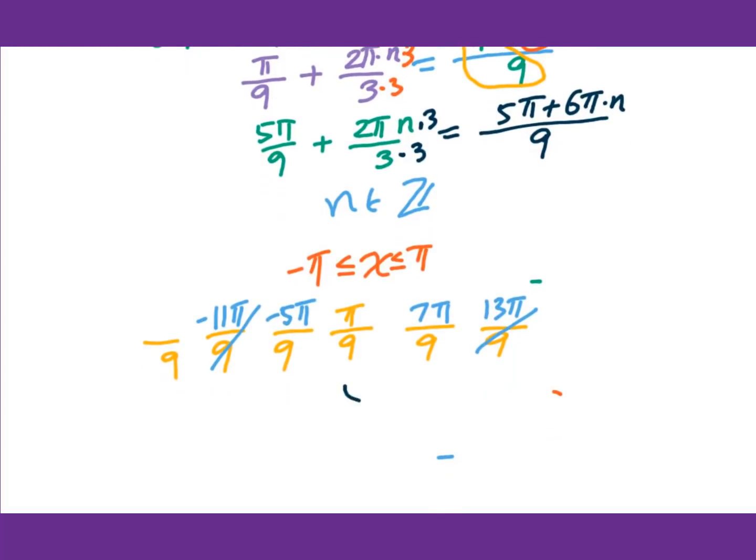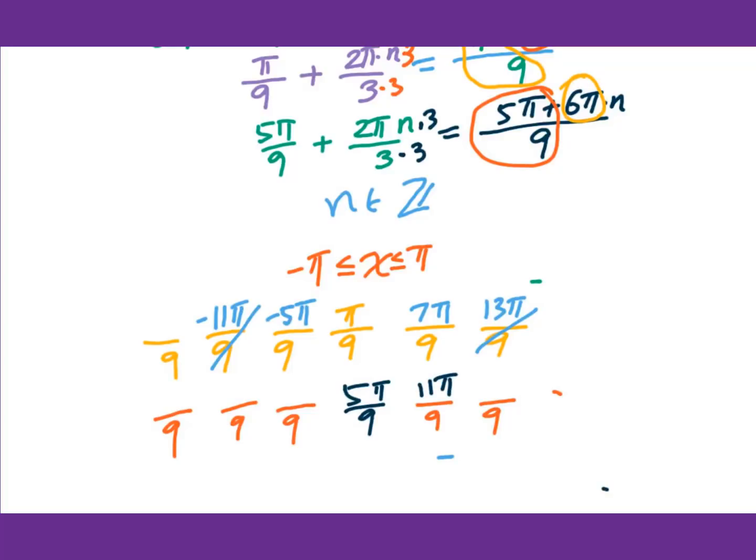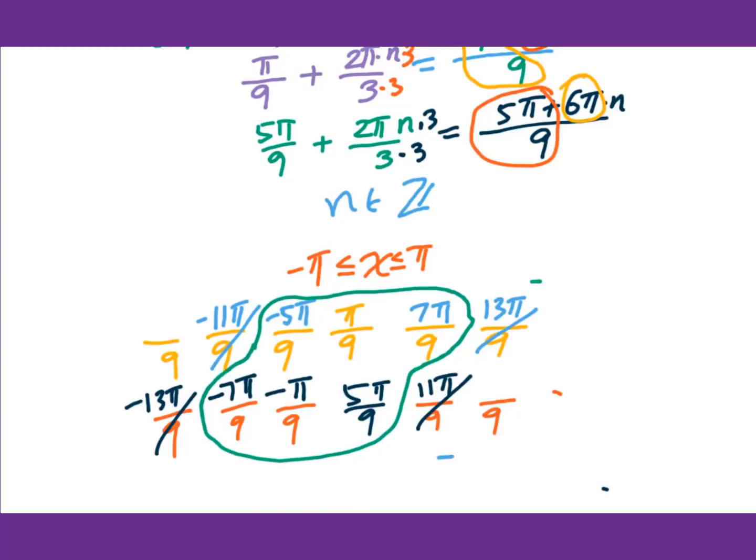For 5 pi over 9, I need to put over 9 over 9. And keep adding 6 pi. So I add 6 pi, that's 11 pi over 9. It's already out of this domain. So minus 6 pi, negative pi, negative 7 pi. Here negative 13 pi is out of domain. Therefore, there are 6 solutions between negative pi to pi.